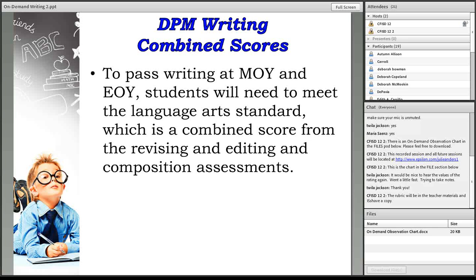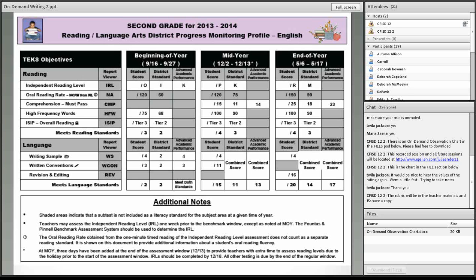So what we're going to do rather than just saying, oh, the 2 is the passing standard for writing, it's an actual combined score. So let's go ahead. This is a second grade profile card and should have received that. Your instructional specialists have a copy of this. And you'll see at the beginning of the year, we're still having a 2 as a writing standard, a 2 out of 4, because you're using the new rubric. And we're still analyzing the conventions with our traditional rubric that we've used at the beginning of the year. We're assessing what the children can do within their writing sample.